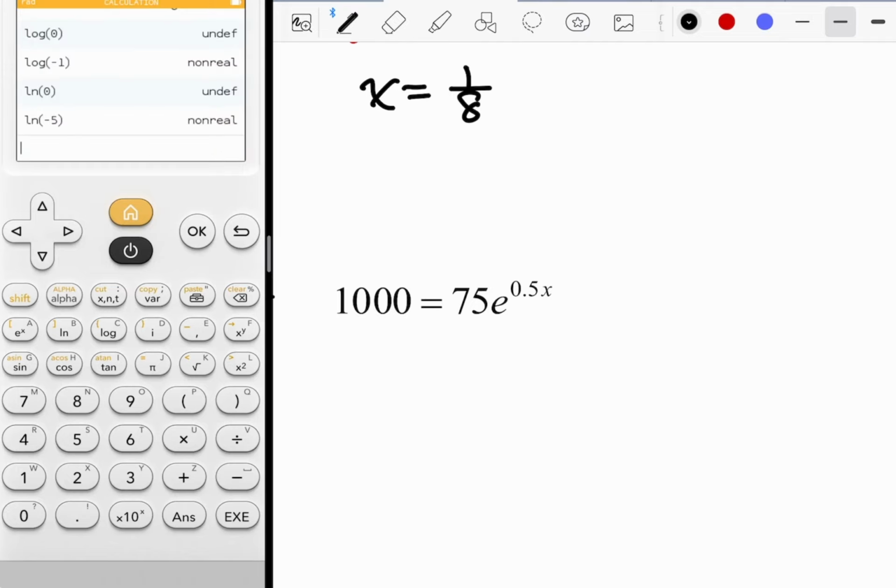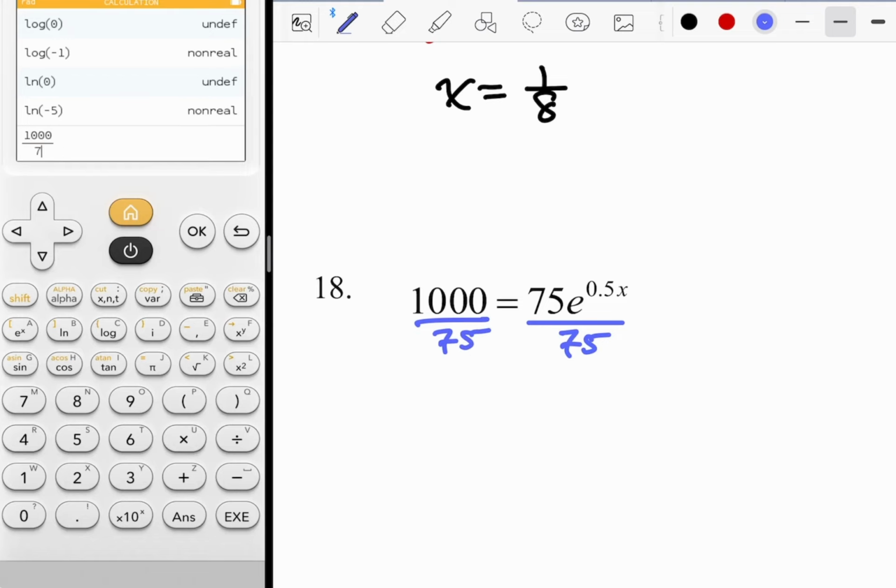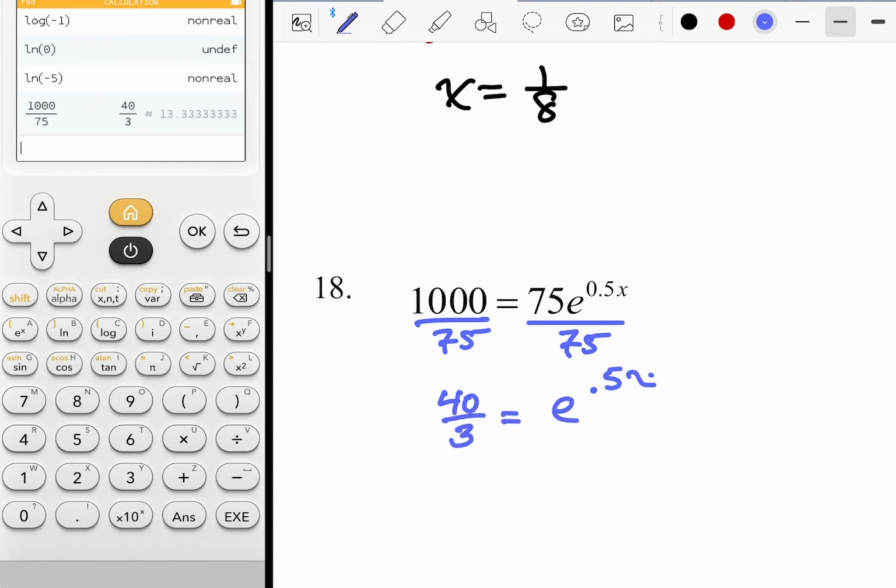For this one, number 18, I'm going to divide both sides by 75, just to kind of make it a little tidier. 1000 divided by 75. Not the nicest looking decimal, so I'm going to leave it as a fraction. 40/3 is equal to e to the 0.5x.